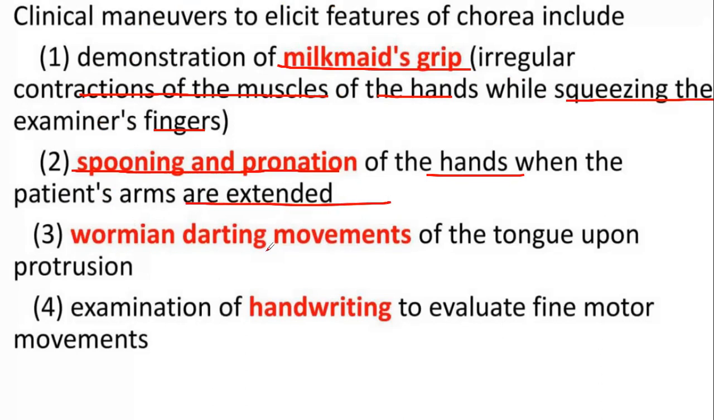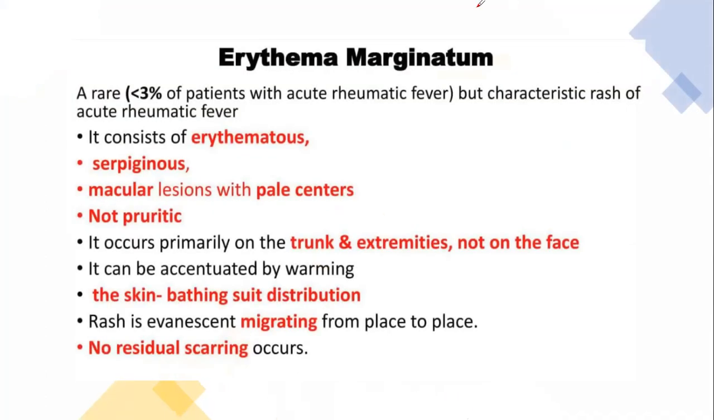Okay, then you can also see wormy and dirty movements of the tongue when you ask the patient to protrude the tongue. You can also examine the handwriting to evaluate fine motor movements of the hand. Ask the patient to squeeze your fingers as the examiner, and you will see irregular movements of the muscles of the hand. And you can also see spooning and pronation when you ask the patient to extend the arms.